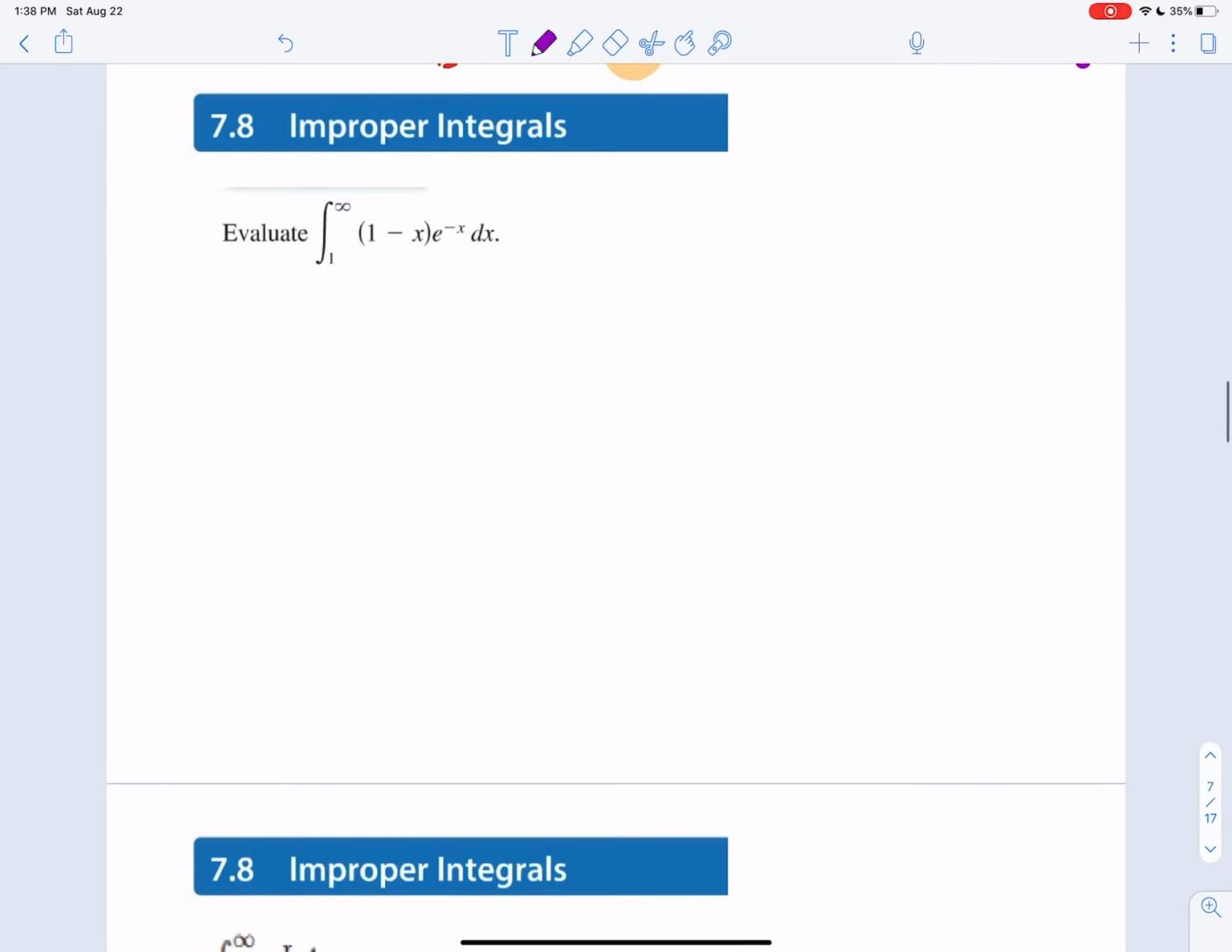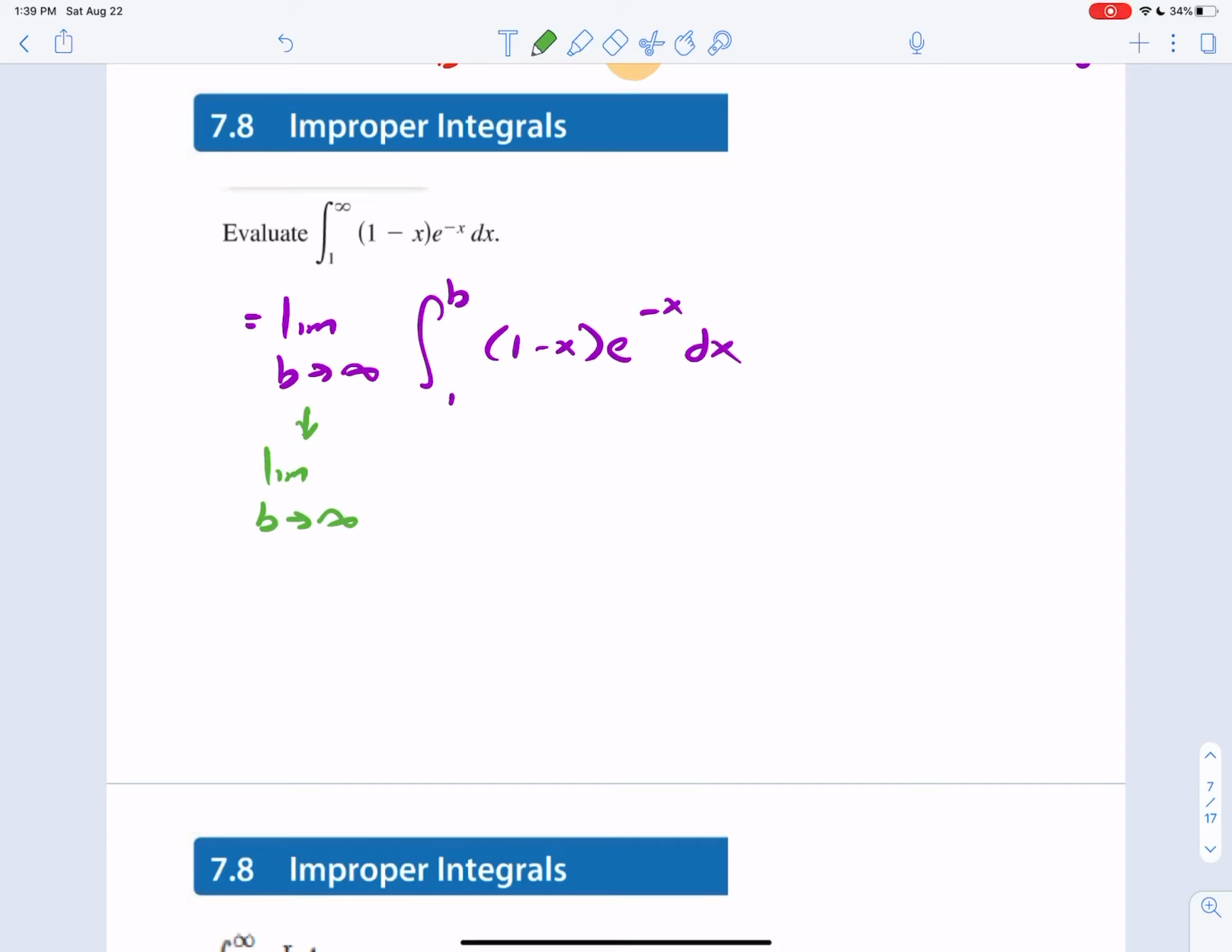All right, here we go. So here, same idea, rewrite it. The limit as b goes to infinity, the integral from 1 to b of 1 minus x, e to the negative x, dx. Okay, so first step, we ignore the limit. We'll just bring that down.